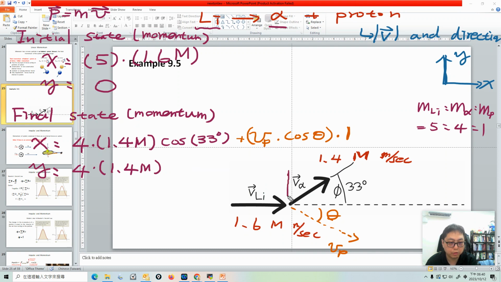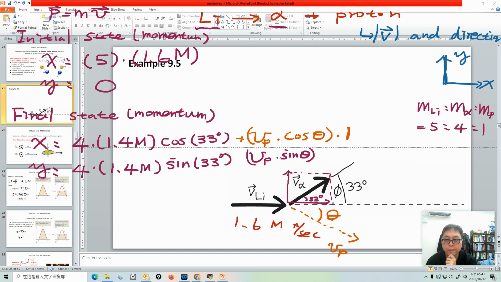Okay, if you don't understand, let me decompose this vector. And this is 33 degrees. And so the y component is 1.4 million times sine 33 degrees. And also the proton has a y component contribution. Let me see. It's Vp times sine theta. And its mass is 1.